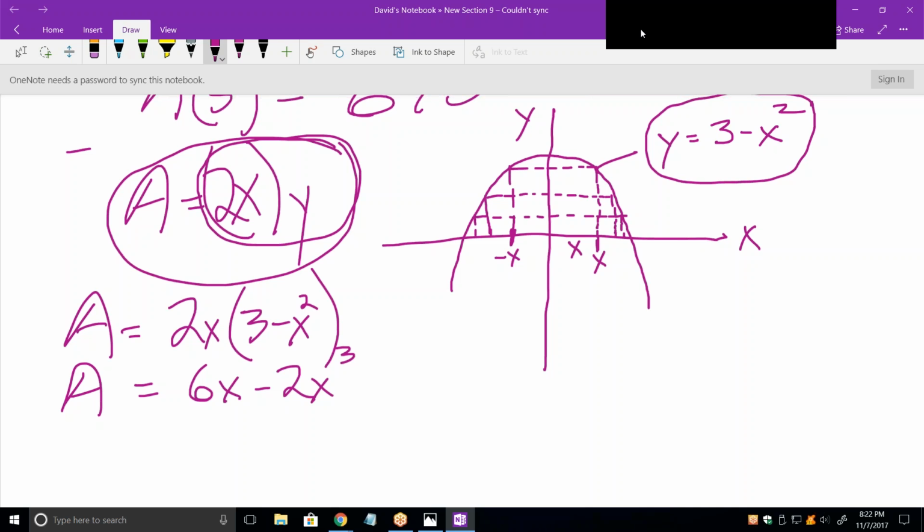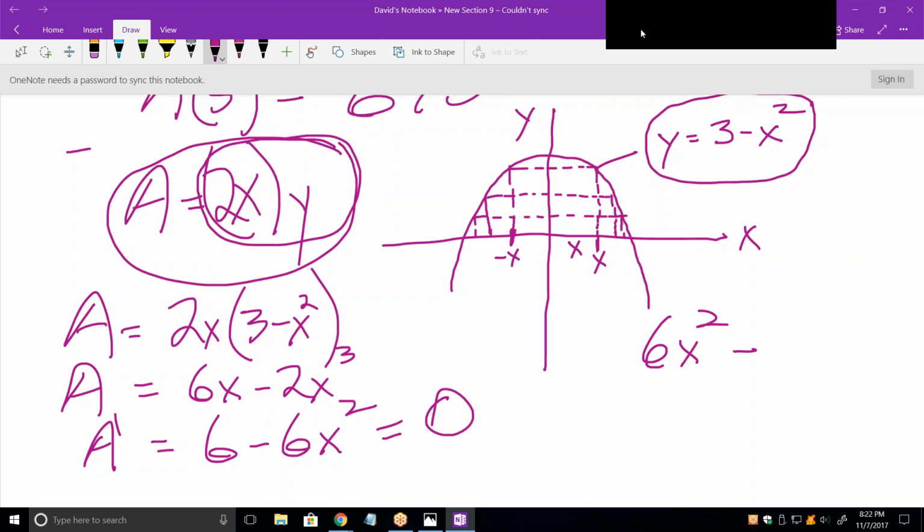Now what? Derivative. Okay. What's A prime equal to? 6 minus 6x squared. Now what? Set equal to 0. Now I get 6x squared equals 6. x squared equals 1. x equals plus or minus 1.